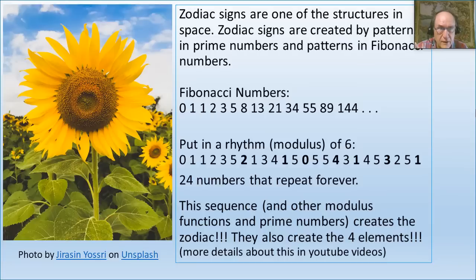You got it? There are Fibonacci numbers. They're involved in that sunflower right there. Fibonacci numbers are behind the shape of that sunflower and many other things in nature. And you can put Fibonacci numbers in a rhythm called a modulus function, and when you put it around a circle, it creates a zodiac. I'm going to show you. And it creates the elements. So that's what does it.